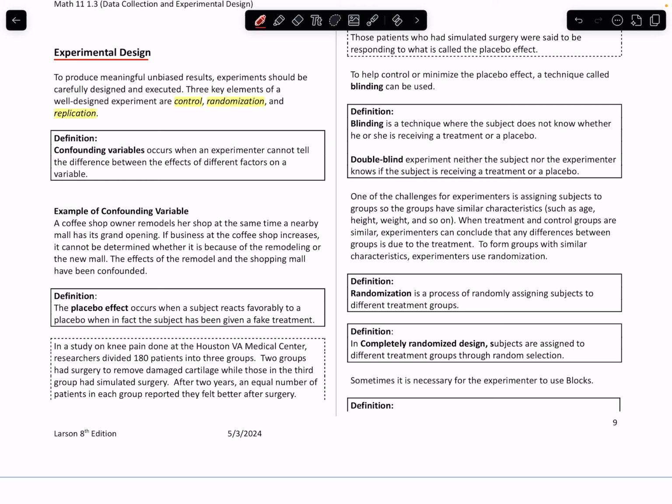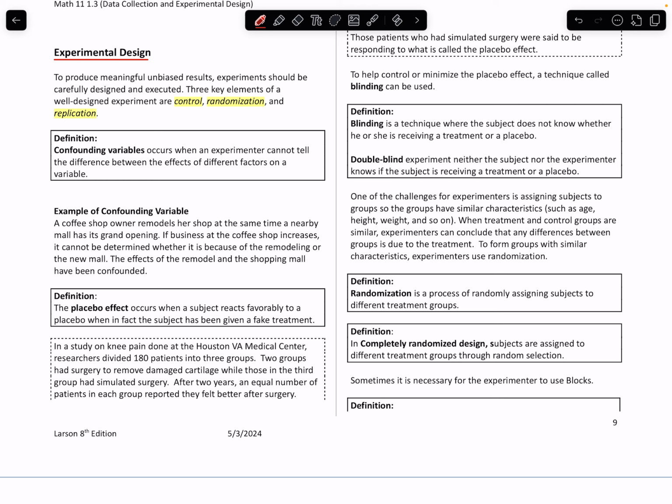There needs to be some level of randomization to my process so that I get a true group, a group representing the population as a whole. And then replication: is this something that I can do over and over again to verify that my results are in fact valid? Or is this something that I'm really only going to be able to do once?